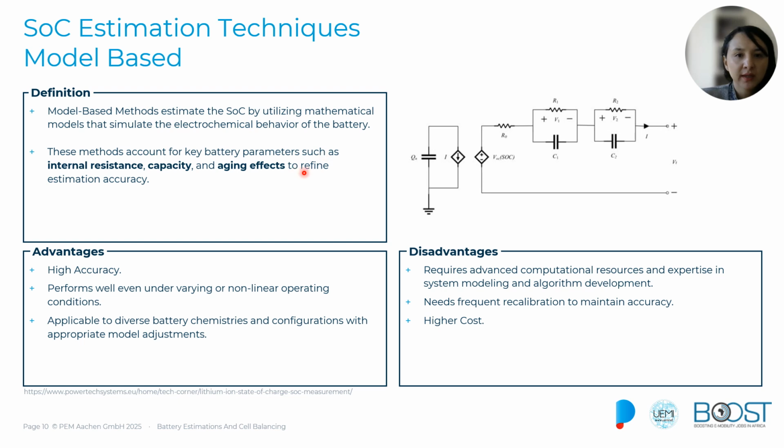In this case, we will estimate the SOC by accounting for different parameters of the battery, for instance, their internal resistance, their capacity, and also modeling the aging effects. Here we are showing one of the models that represents the internal resistance, the dynamics of the battery, and also the aging with the self-discharge current of the battery.